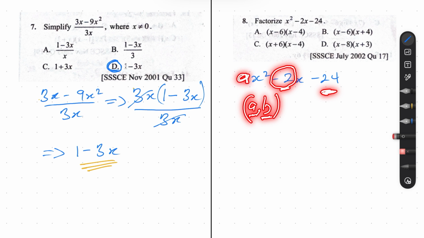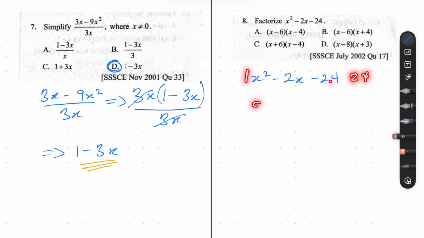Negative 24, because we don't have a coefficient over here. If we had a coefficient over here, we would have multiplied this coefficient by the 24. But the coefficient over here is 1, so 1 times 24 is still 24. So a times b should give us what? Negative 24. Can you think of any numbers that when you multiply, you get negative 24, and when you add, you get negative 2? Yes. Those two numbers will be negative 6 and positive 4.